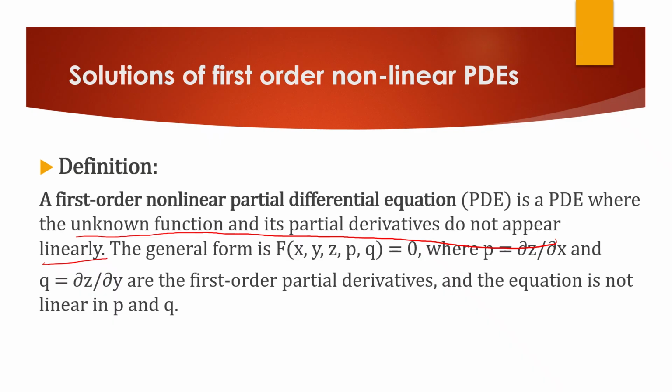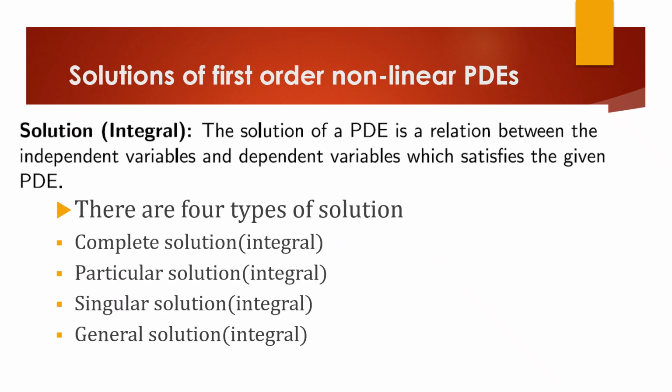where p is ∂z/∂x and q is ∂z/∂y. And in this equation we may have the products of p and q, or we may have the higher powers of p and q. That's why the given equation is known as nonlinear. So now let us see the solution of the PDE. A solution of a PDE is nothing but a relation between the independent variables x and y and the dependent variable z, which satisfies the given PDE.